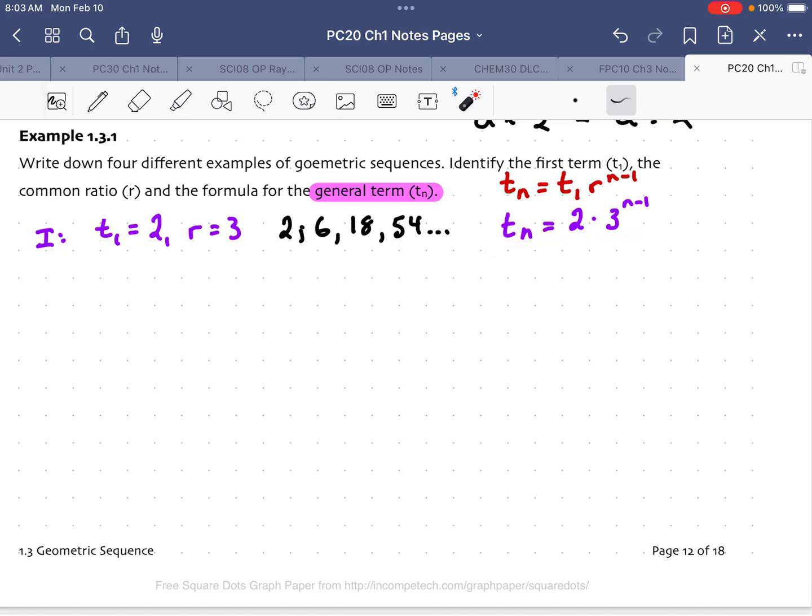If I want to find the 100th term, I would do term 100 is equal to 2 times 3 to the power of 100 minus 1. And Desmos will tell you that. Now, let's look at our second one.